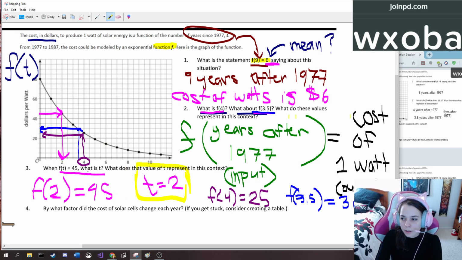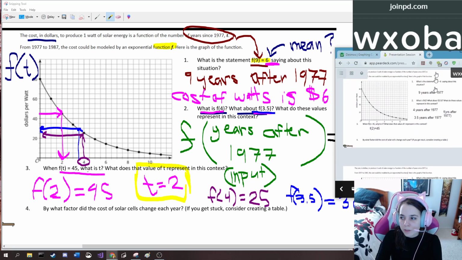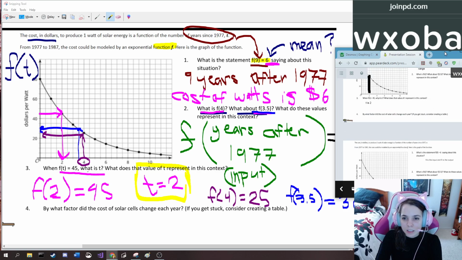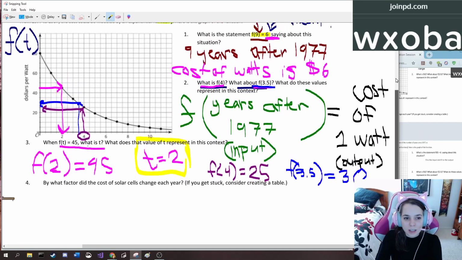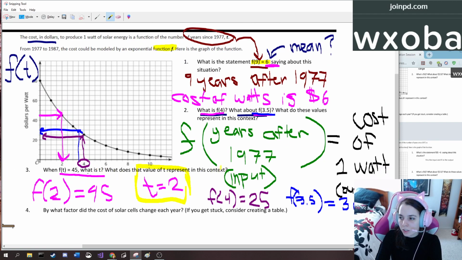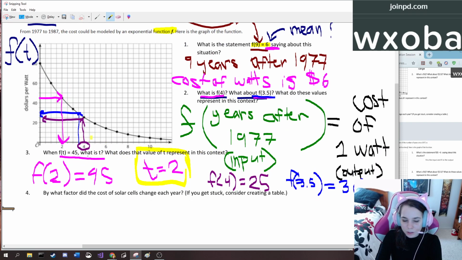So if you're given the input, you would start on the x-axis, the horizontal, go up to the line, and then find the appropriate output on the vertical axis. However, if you were given the output, you would start with the vertical axis, the y-axis, go to the line, and then go down to the horizontal.